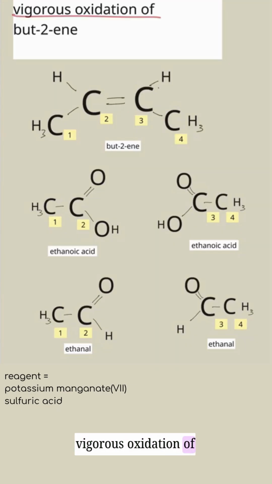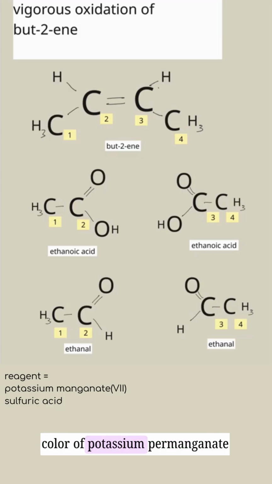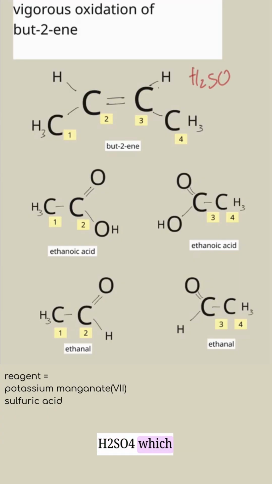Vigorous oxidation of But-2-ene. When you do vigorous oxidation, the reagent that you use is hot acidified KMnO4, or potassium permanganate. The color of potassium permanganate will change from purple to colorless. And when you acidify the potassium permanganate, you use a strong acid like H2SO4, which is strong.